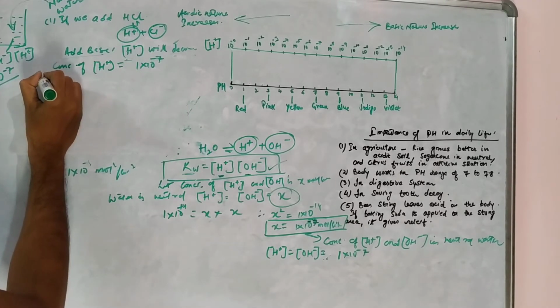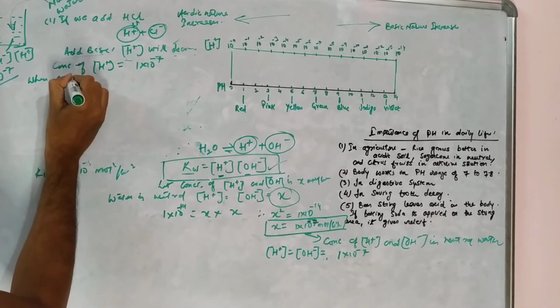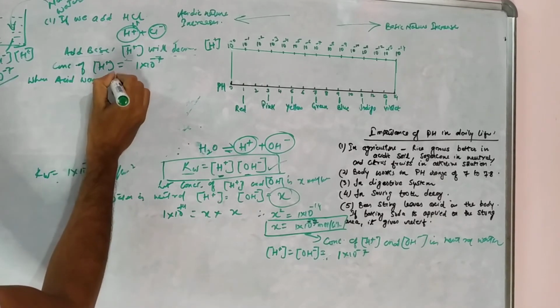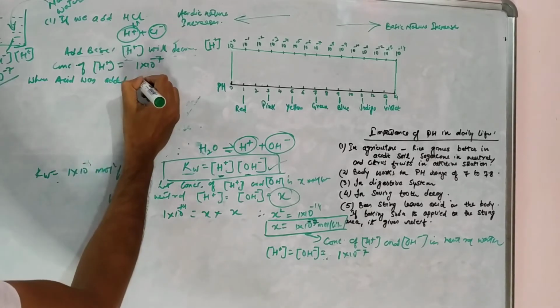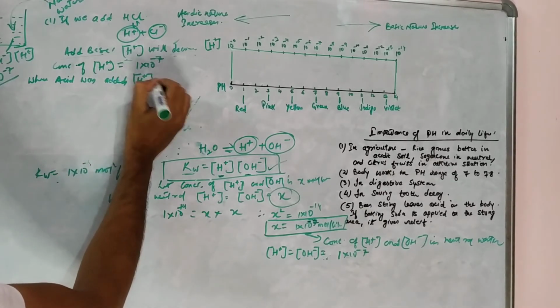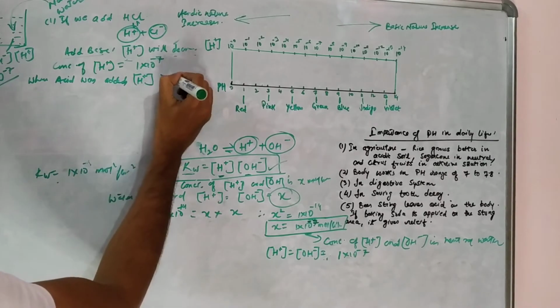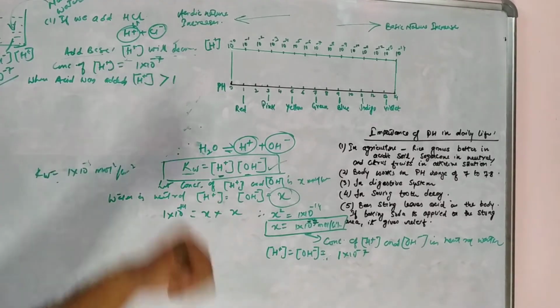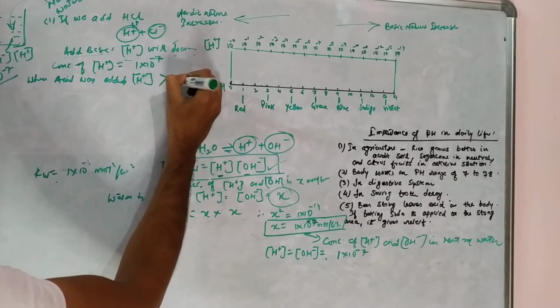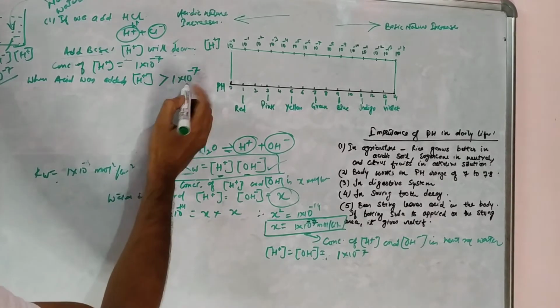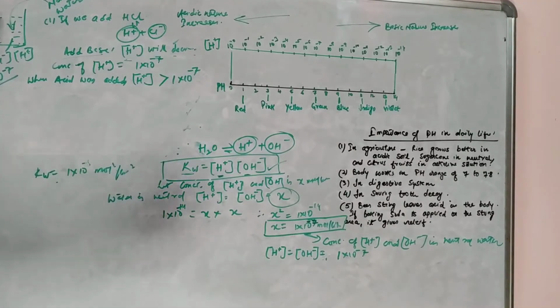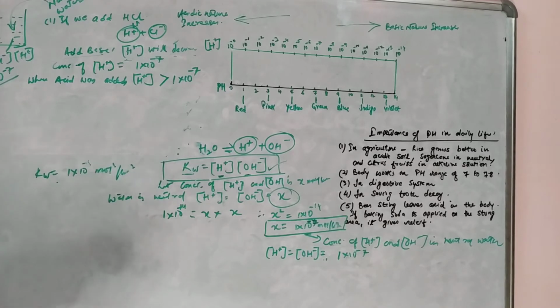Now when acid was added, this hydrogen ion concentration will become more, it will increase. Earlier it was 1 into 10 to the power of minus 7, and now it will become more than, it will be greater than 1 into 10 to the power of minus 7, right?